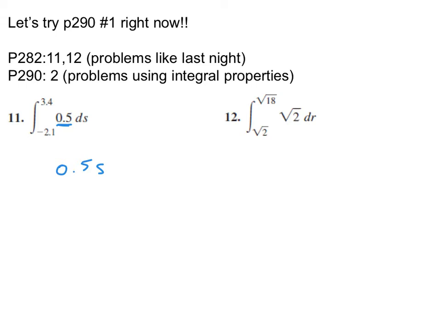Now, how did I know it was s? Well, because of the variable of integration right there. So the derivative of 0.5 s is just going to be 0.5, so that looks good. So I bring my lower limit and my upper limit over with this vertical bar. And then always the upper limit goes in first. So 3.4 goes in first, minus 0.5 times negative 2.1 goes in second.